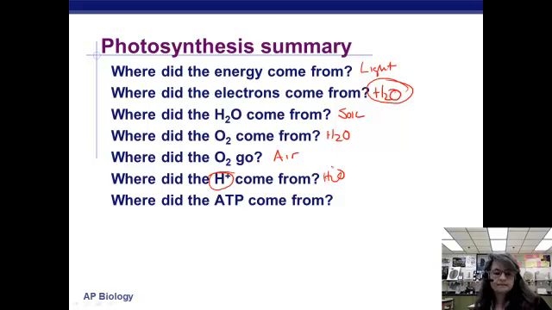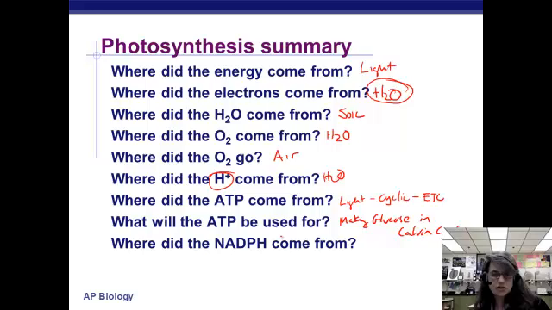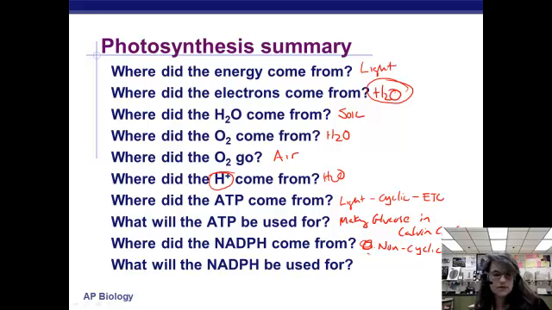Where does ATP come from? It comes from the activities of the light reaction, particularly the cyclic part where we are running that electron transport chain. Okay? ATP will be used to provide the energy for making glucose in the Calvin cycle. Alright, where does NADPH come from? It comes as the end product of the non-cyclic or linear photophosphorylation or electron flow. It comes from the activities of NADP plus and the NADP plus reductase, and it also will be used for making glucose in the Calvin cycle.